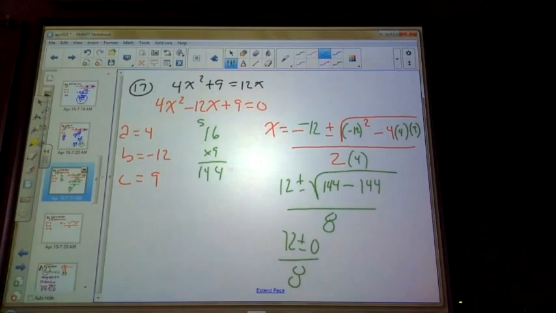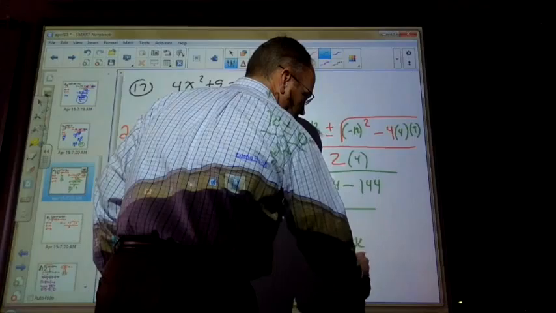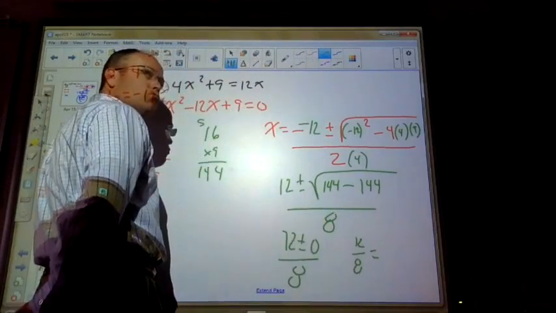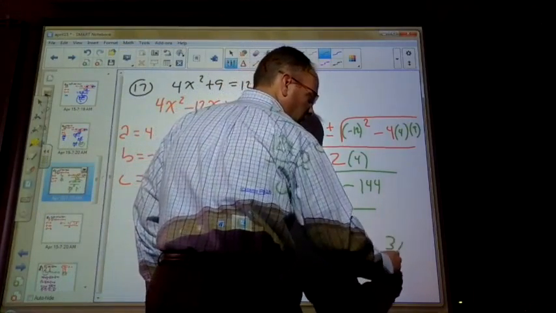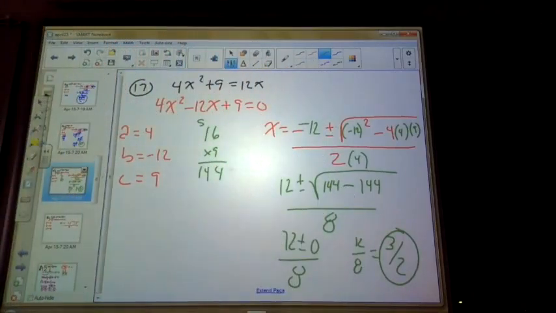There's one answer. 12 plus 0 is 12. Yes? 12 minus 0 is 12. So I get 12 over 8. 12 over 8 is going to reduce to 3 over 2, I think. That's my only answer. So there's one answer on that particular problem.